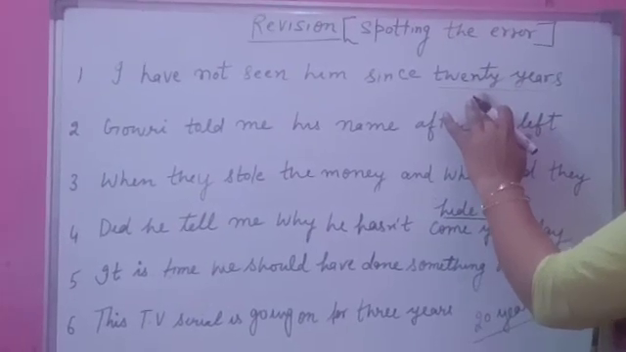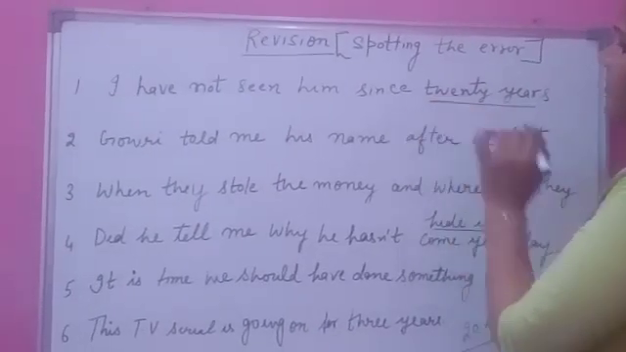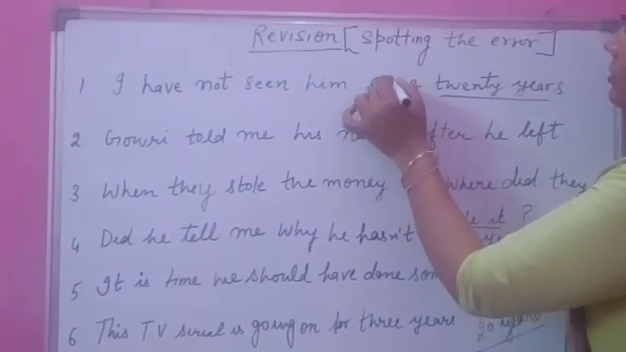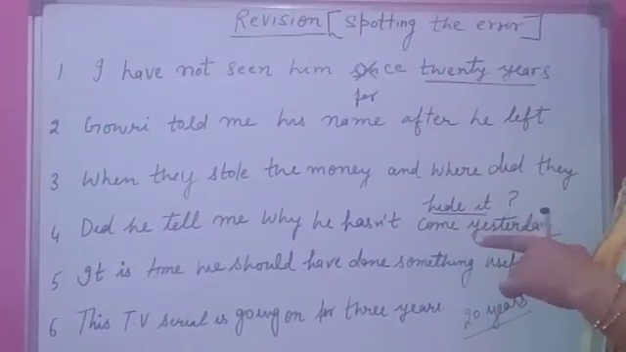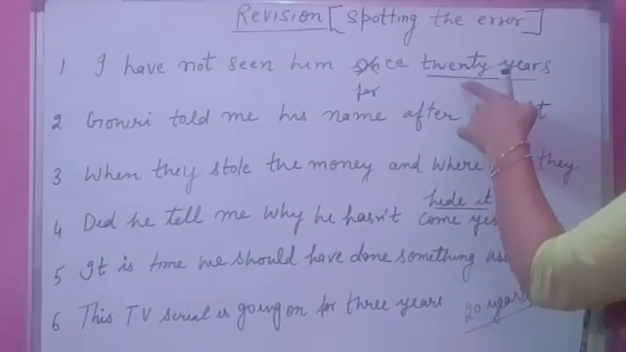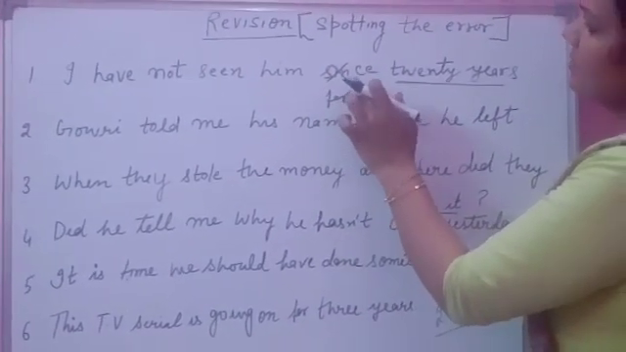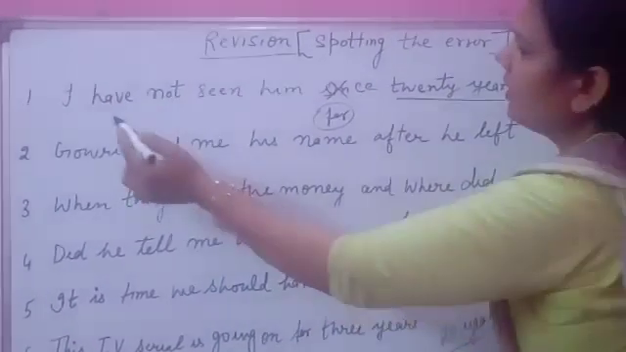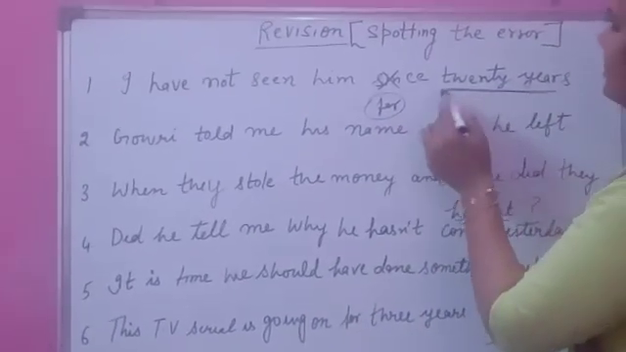If you know, with a period of time we always use "for", not "since". We always use "since" with a point of time, not with a period of time. Clear? That's why we have to replace "since" with "for". The right sentence will be: "I have not seen him for 20 years."